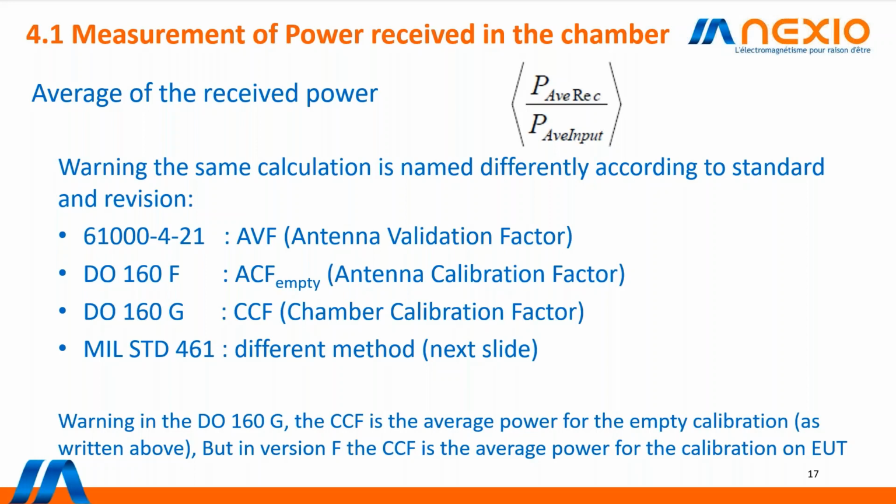So we add a warning because in DO160G, the CCF is the average power of the MT calibration, as written above. But in version F, the CCF is the average power for the calibration on UT. So it's important to properly read the standards and the revisions to know exactly what it's called.